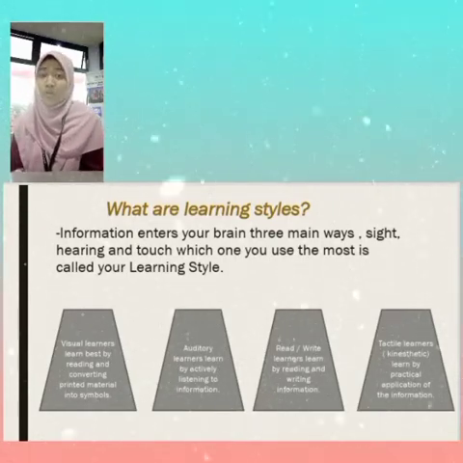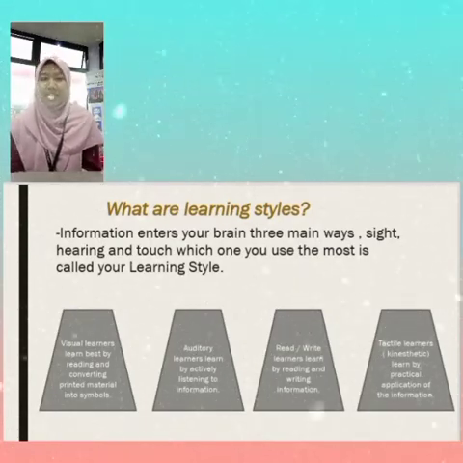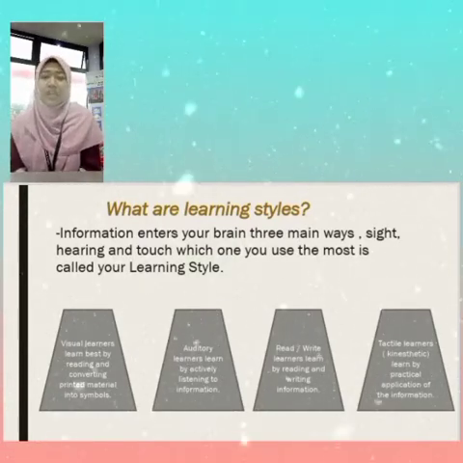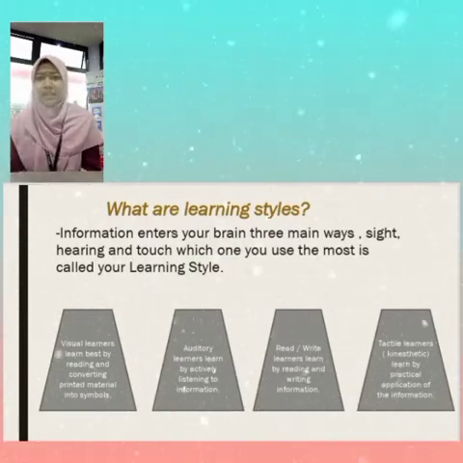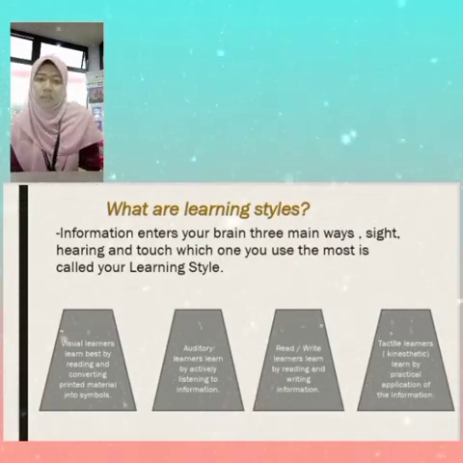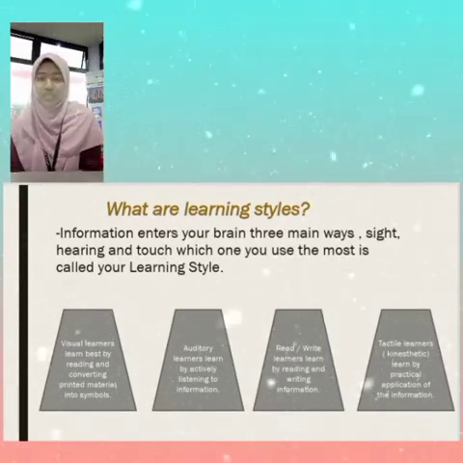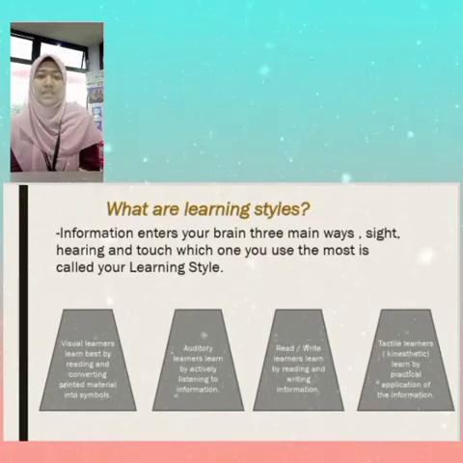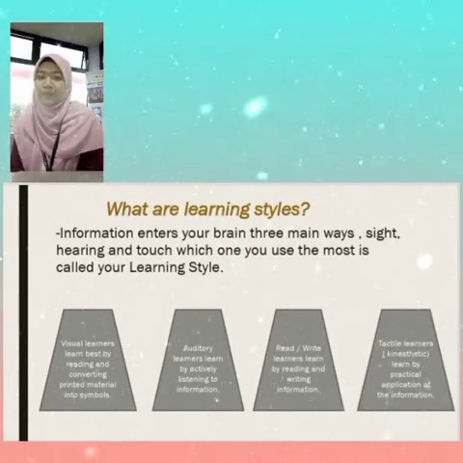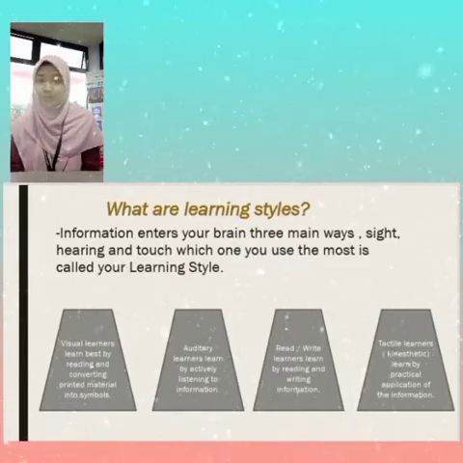Visual learners learn best by converting printed material into symbols. Auditory learners learn by actively listening to information. Read or write learners learn by reading and writing information. And the last one is tactile learners or kinesthetic learners, who learn by practical application of the information.